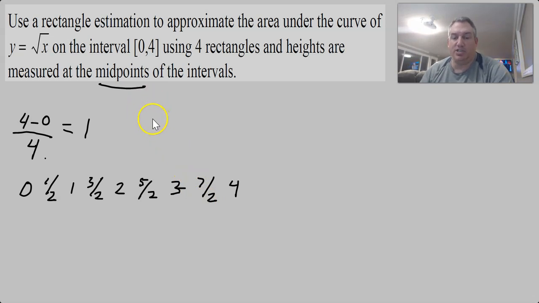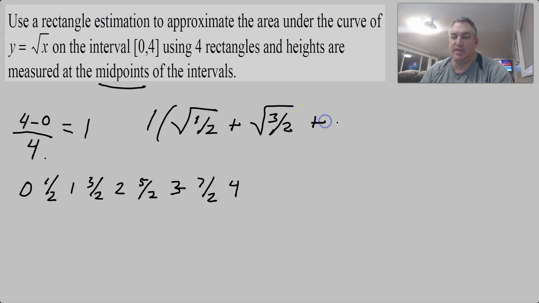Now our calculation does have a common width of 1, which makes it nice and simple. So we have a 1 on the outside, and then again, in this case we just have square root of a half plus square root of 3 halves plus the square root of 5 halves and finally plus the square root of 7 halves.